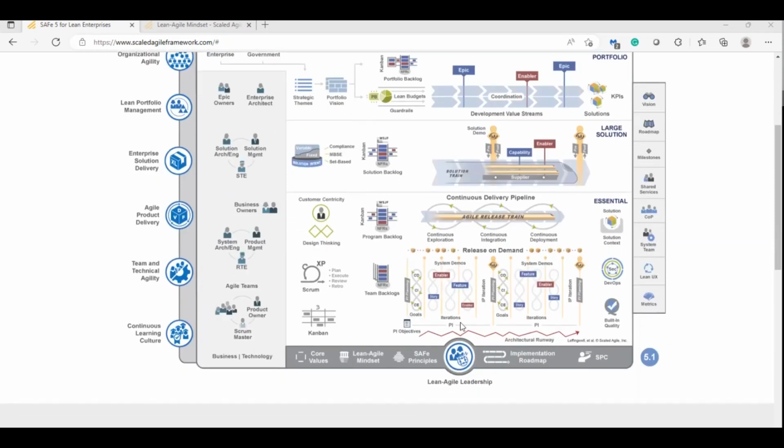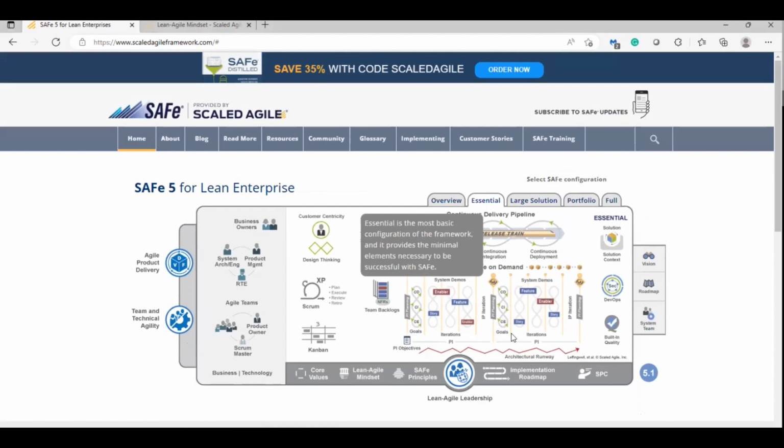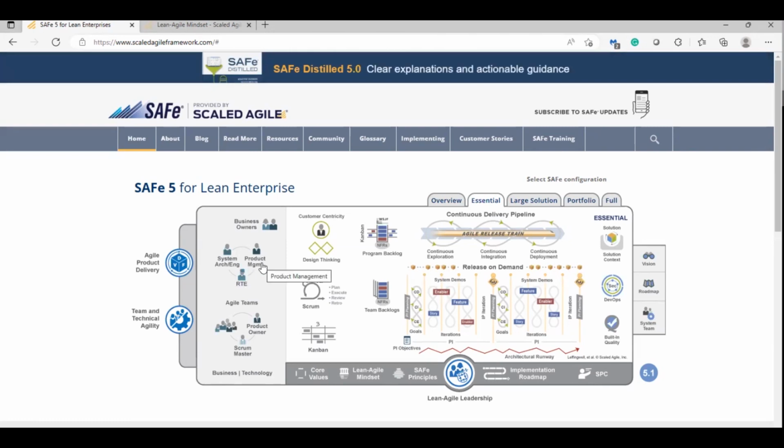Okay. In the full picture, if I have only one train, it is called Agile Release Train. We call it Essential SAFe. Without one train, if you are doing Scaled Agile, it is a waste. Minimum, you need to do one PI planning for one train. Then you can say, I'm entering Scaled Agile. Because the RTE will facilitate the train and the product manager will give the program backlog. From the program backlog, the product owner gets the information for the program and creates the team backlog.